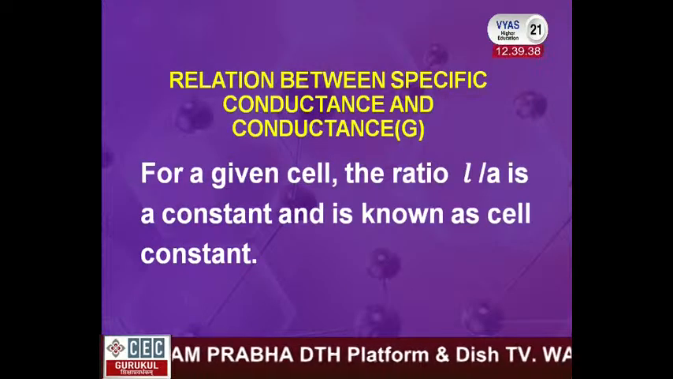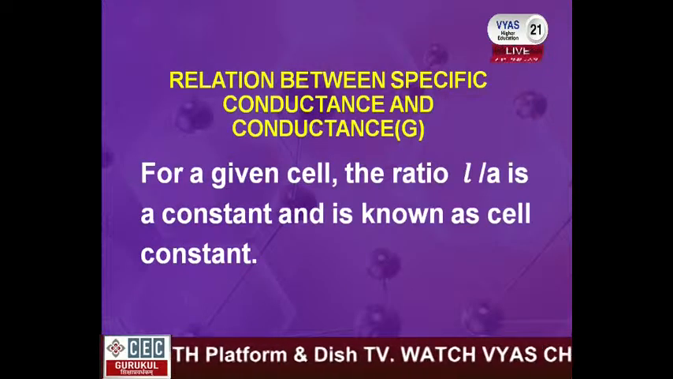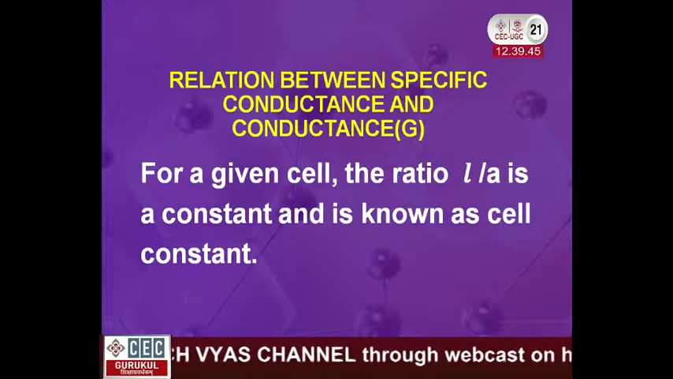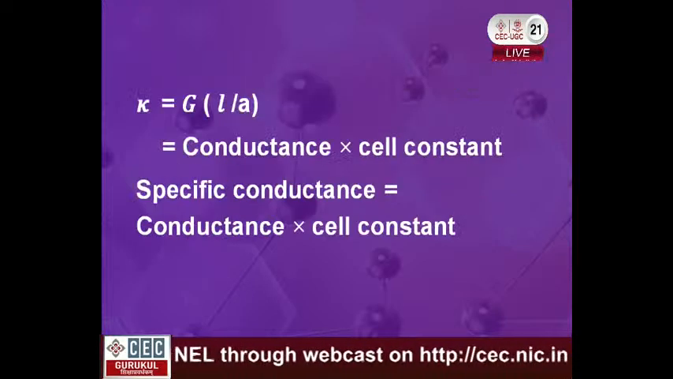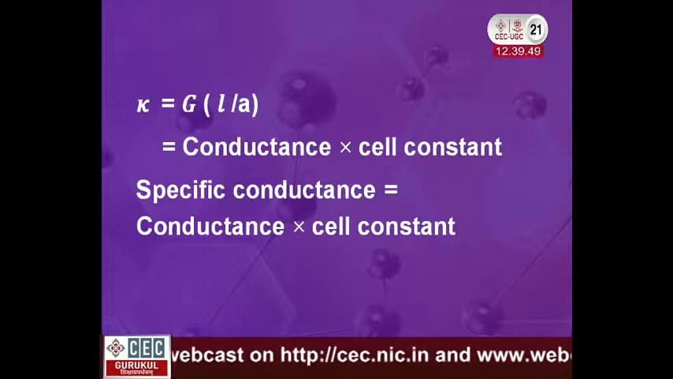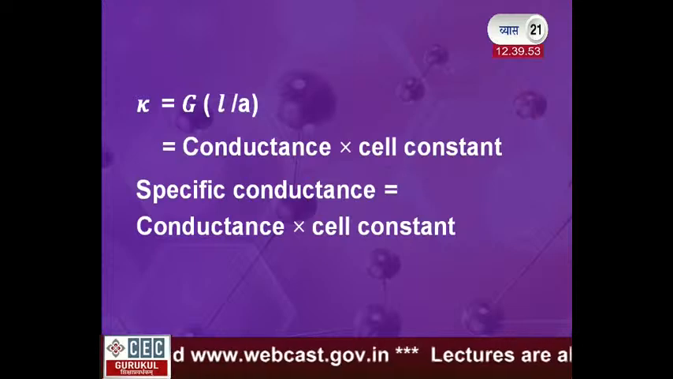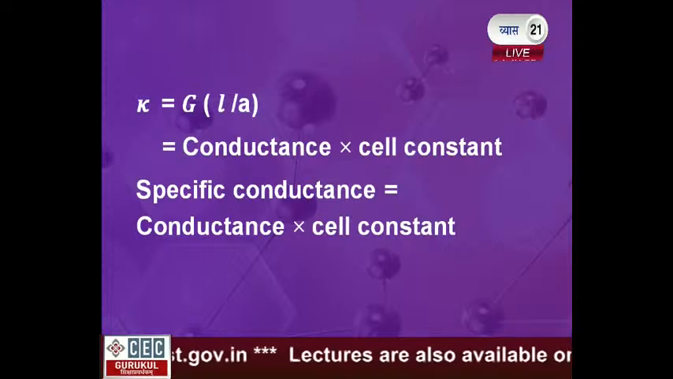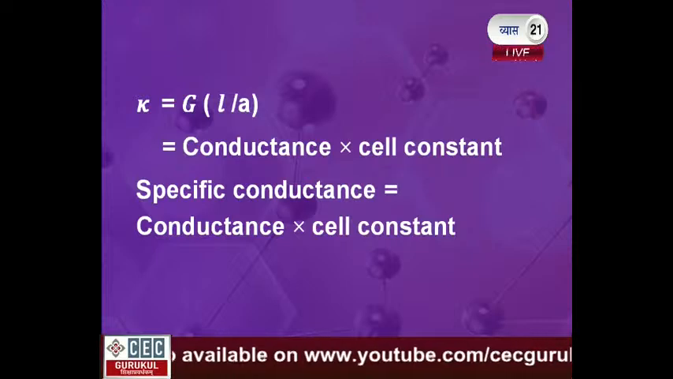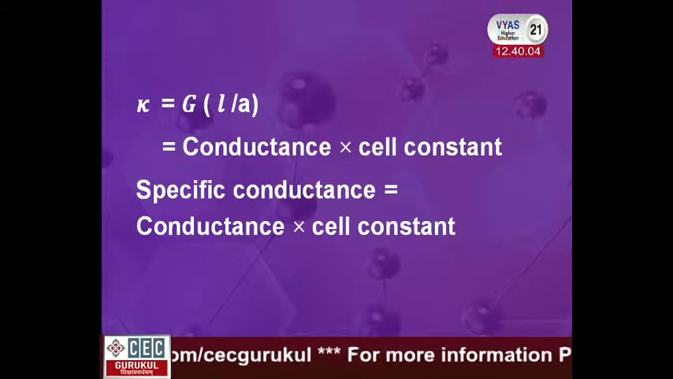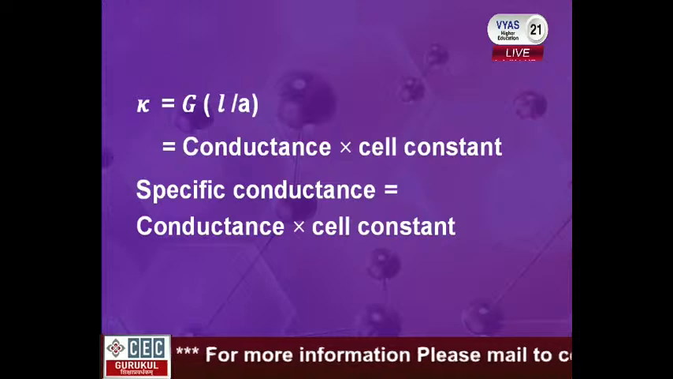For a given cell, the ratio L by A is a constant and is known as cell constant. So, kappa is equal to G into L by A. G is conductance and L by A is cell constant. Therefore, we get a very important relation: specific conductance is equal to conductance into cell constant.